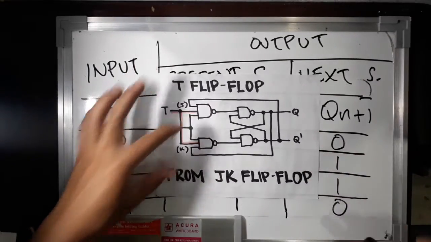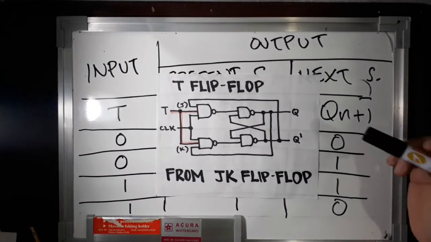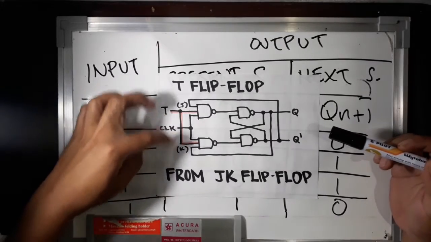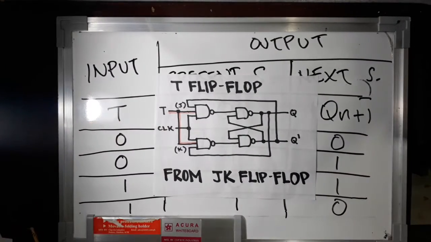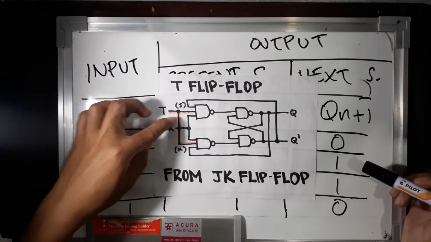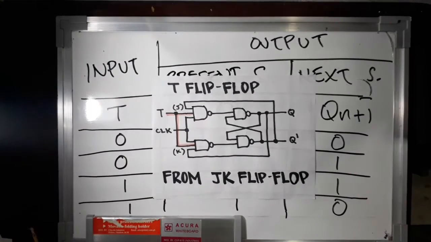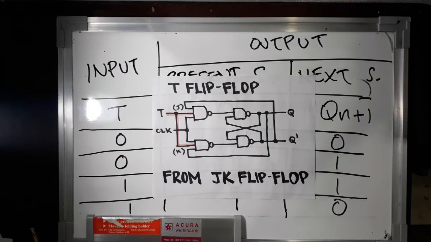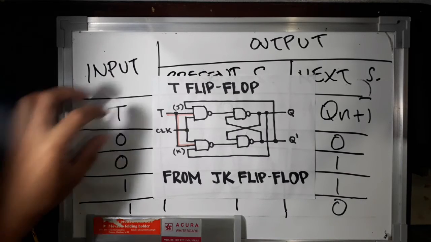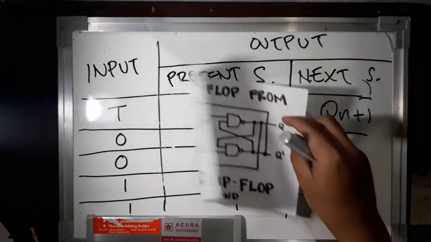The simplest way to construct a T flip-flop is with a JK flip-flop. The J and K inputs of the JK flip-flop are connected together and provided with a T input. Similarly, a T flip-flop can also be constructed from an SR flip-flop made of NAND logic gates.